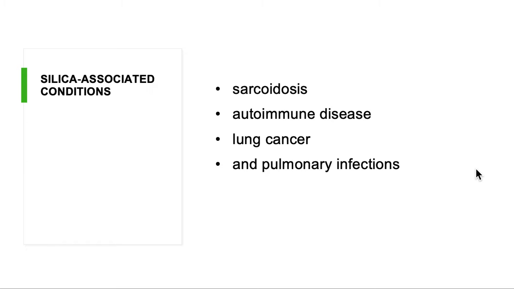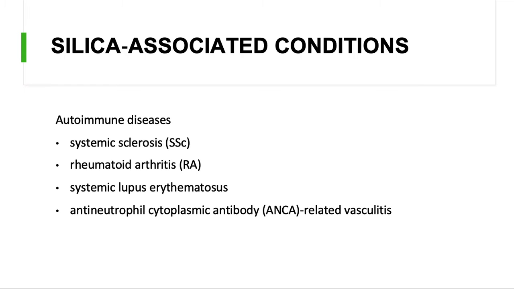Silica is associated with several autoimmune diseases such as systemic sclerosis, rheumatoid arthritis, systemic lupus erythematosus, and anti-neutrophil cytoplasmic antibody-related vasculitis. A meta-analysis of 242 silica-exposed rheumatoid arthritis cases indicated that disease risk for exposed individuals was more than 3 times that of unexposed individuals, and the risk appeared to be higher in males.